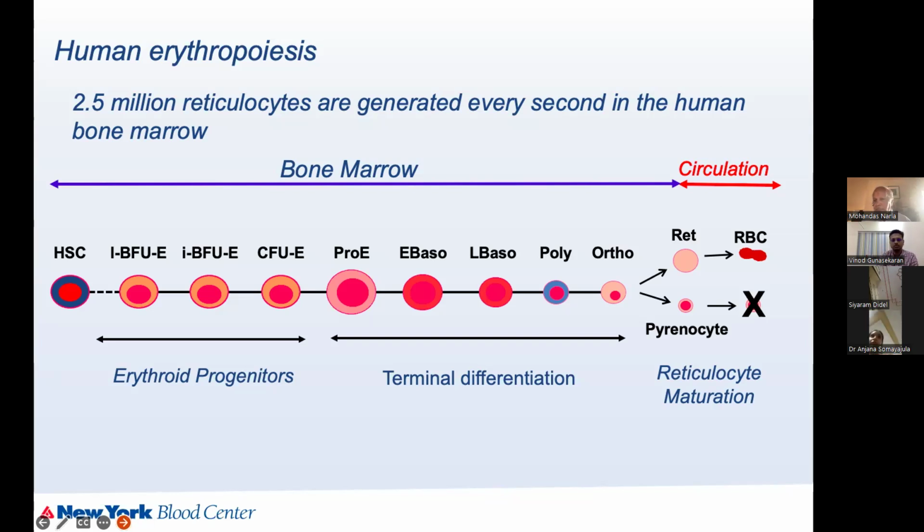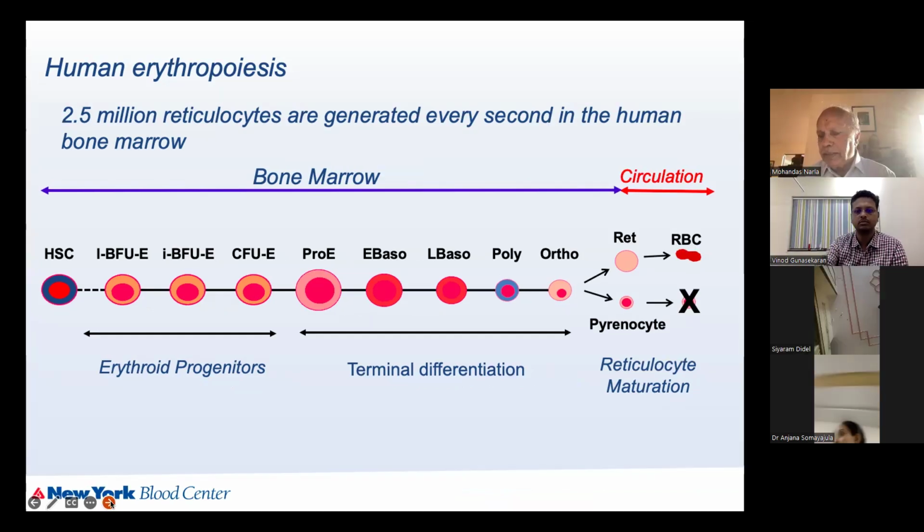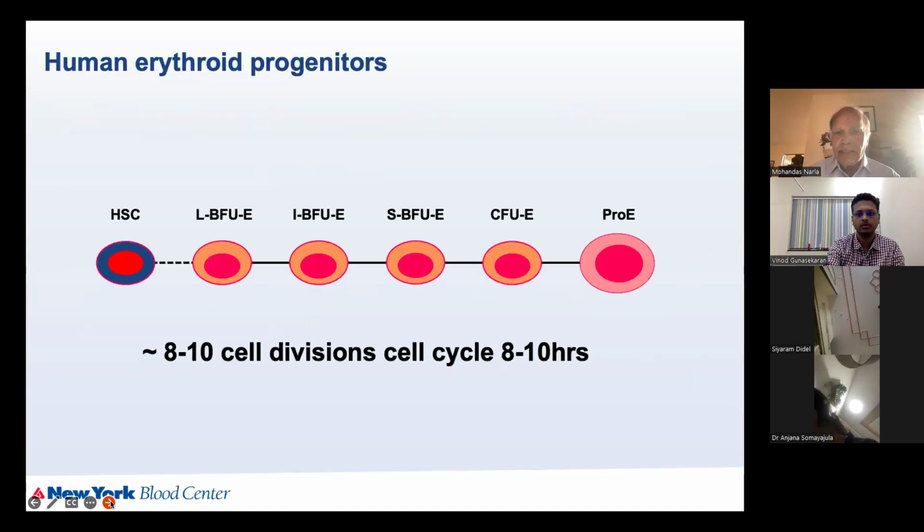This reticulocyte then matures first in the bone marrow and then in circulation to generate the mature biconcave discoid red cells in circulation. The next slide. So we spent the last 10, 15 years in my lab trying to better understand all the different stages of erythroid differentiation and generation of reticulocytes.